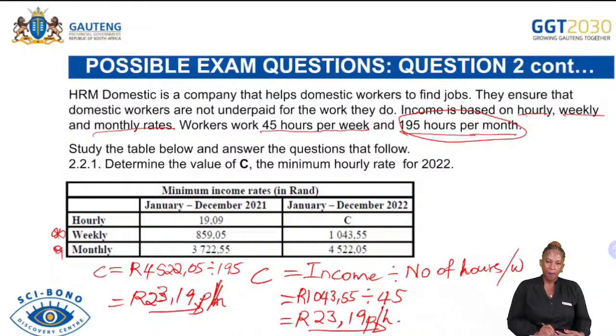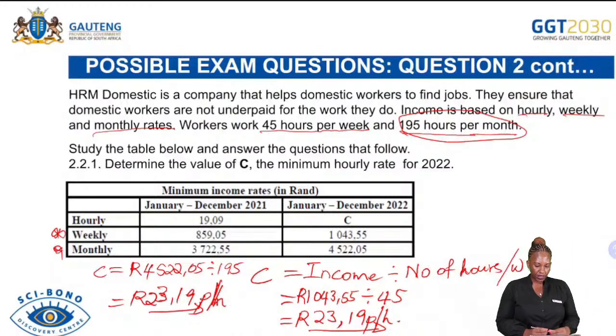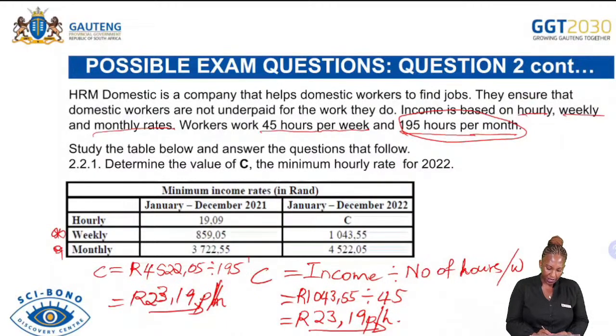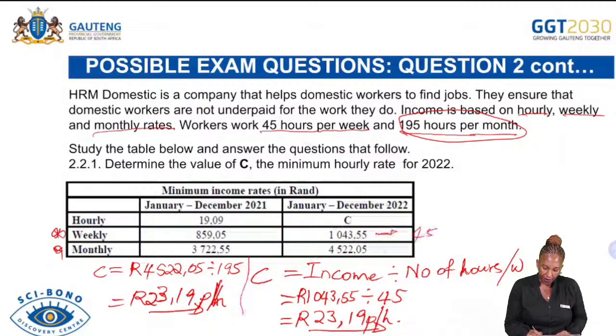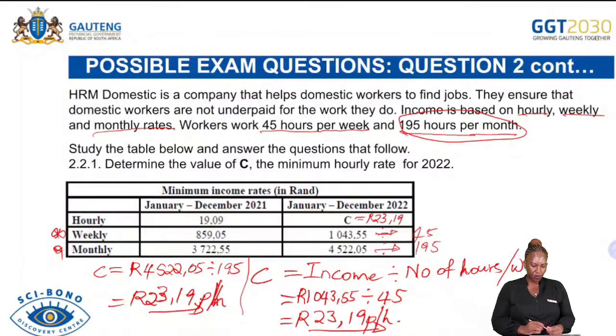If I do this, meaning per hour, they will be paid 23 rand 19 cents. As we can see, boys and girls, I have used the weekly income. I've divided it by 45, the number of hours that they work, and then I get the answer to be 23 rand 19 cents. Even if I have used the monthly one, and then I divide it by the number of hours per month, 195 hours, I get the same answer. So meaning the value of C here is 23 rand 19 cents. Let's move to the next one.